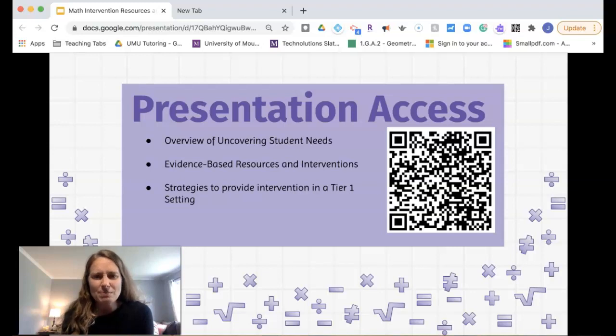And then also, I believe the presentation is shared through the conference, so obviously you can get the slides through that as well. But we have basically three goals for this presentation. One, I want to talk to you about how I uncover student needs when I'm doing intervention. I want to talk to you about evidence-based resources and intervention strategies that are super quick and simple, because the focus of this presentation is middle school and high school.